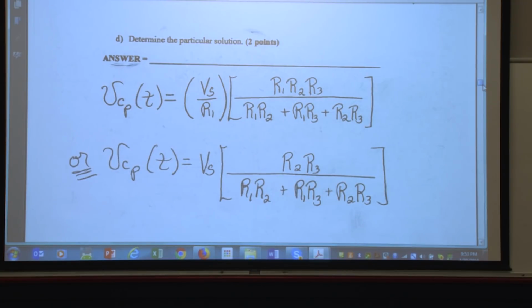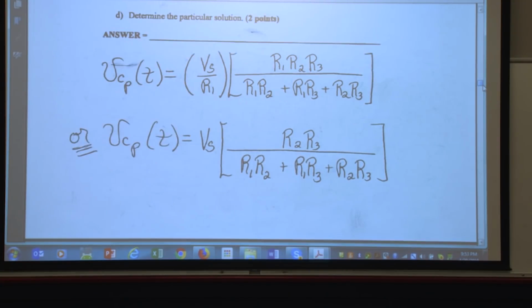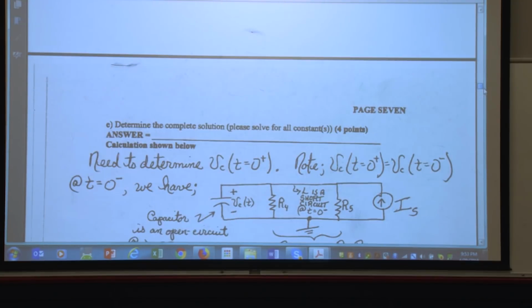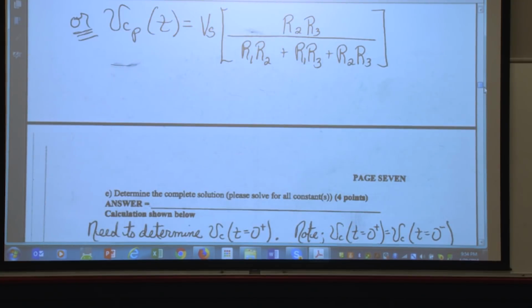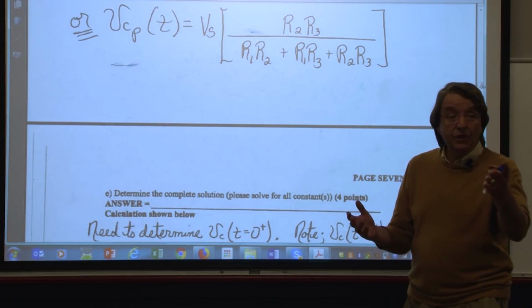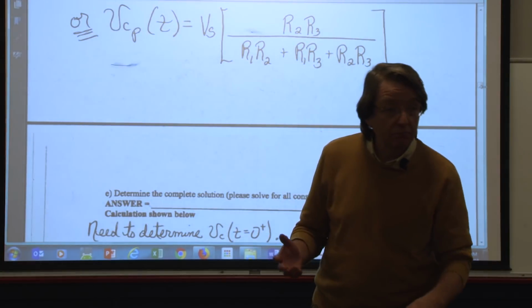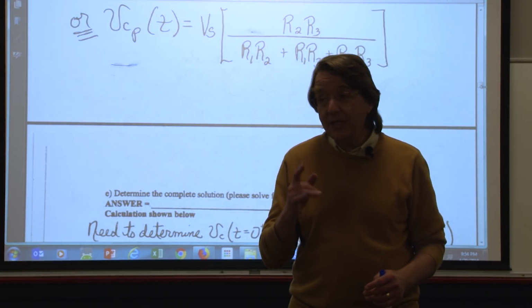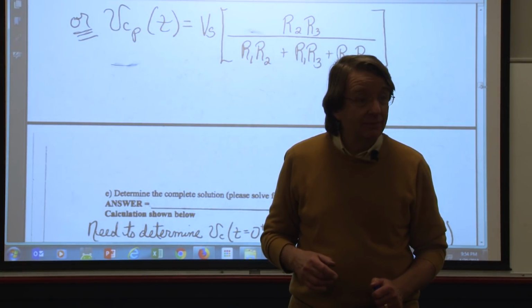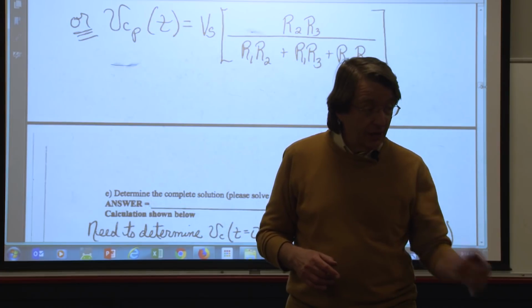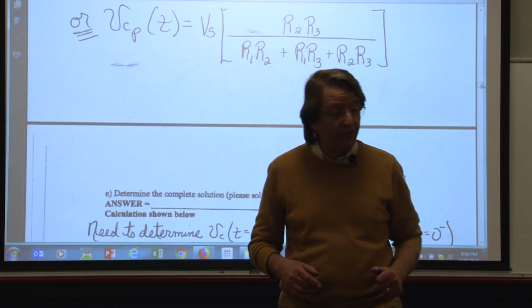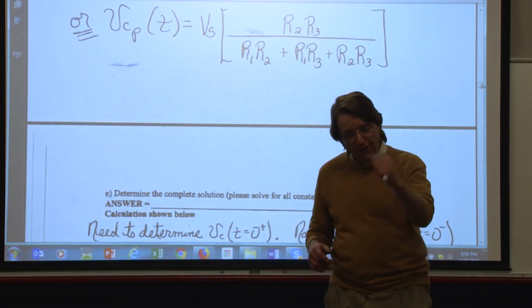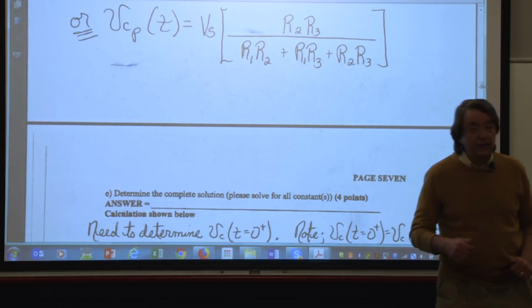Now, with that in mind, determine the complete solution. All right, so the complete solution is the homogeneous plus the particular. Trick is you got to solve for K. And to solve for K, Tiger, what do we need if we want to solve for K? Perfect, Tiger. We need the initial condition.